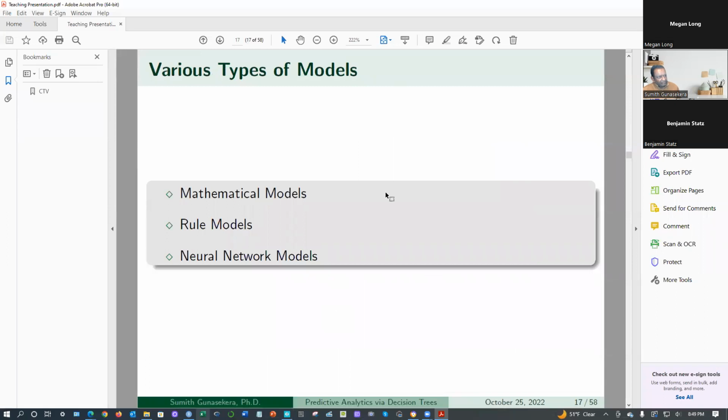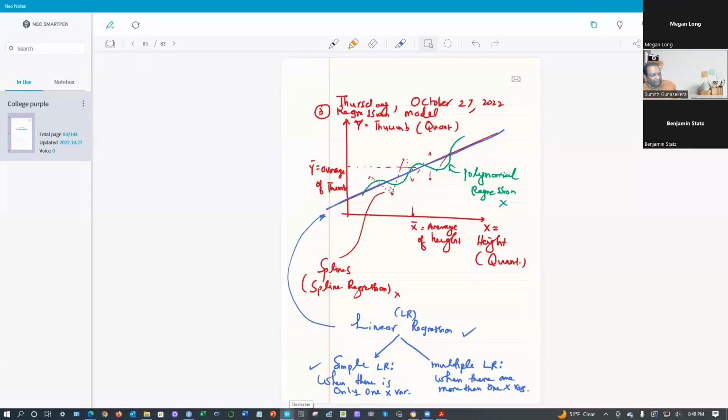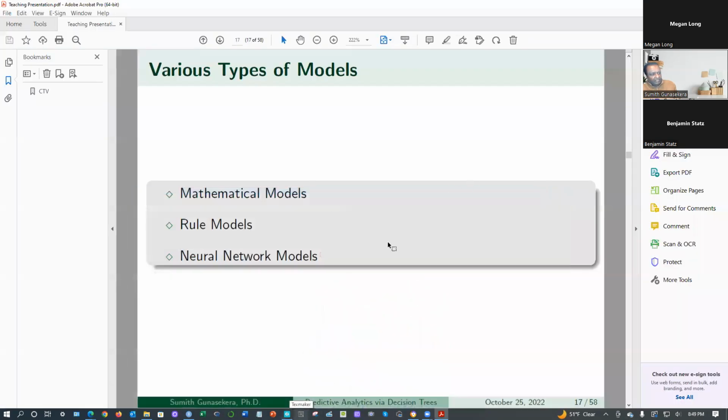These are the models you can see: mathematical model, rule model, neural. The mathematical model is the one where, if you want to write a model, you write the mathematics. You write y equals b naught plus b1x. Can you remember? That's a mathematical model. But when it comes to the decision tree, it's not like that. You use the rule model and the neural network.